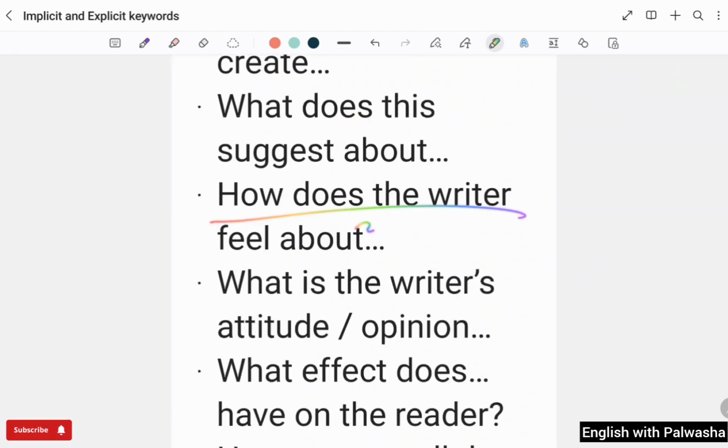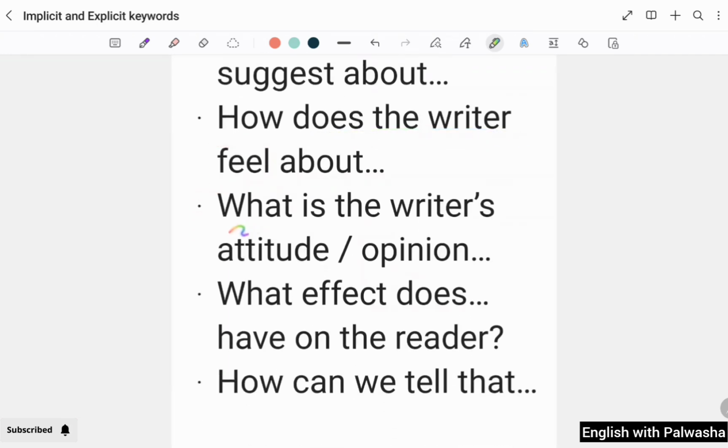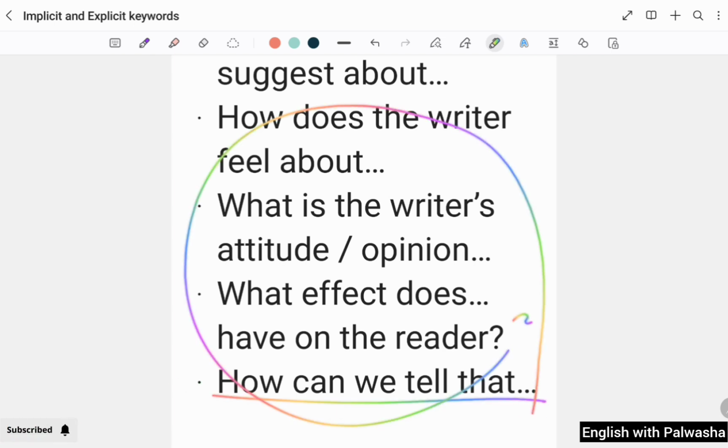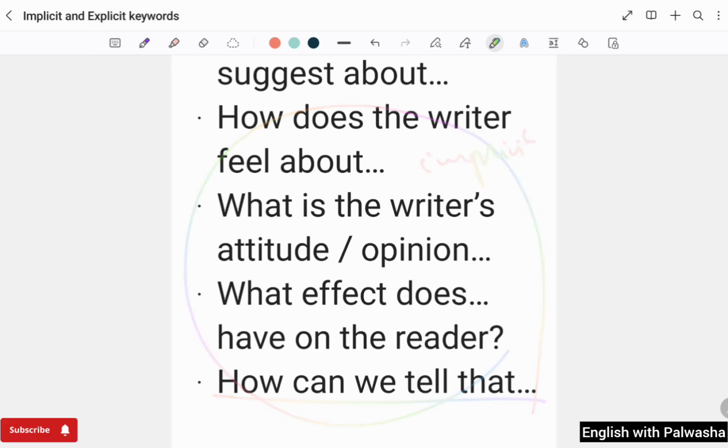How does the writer feel about? What is the writer's attitude and opinion? What effect does it have on the reader? What actually effect does it have on the reader? How can we tell that? These all are implicit, right? So you got a clear gist of what are implicit and explicit. Now let's move on towards the text A back.